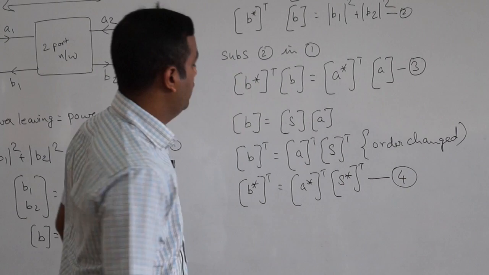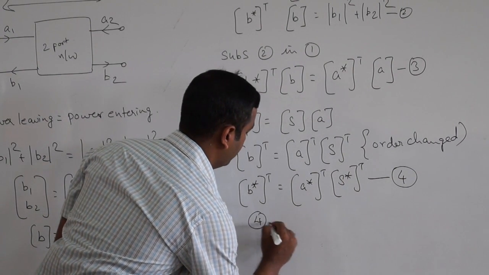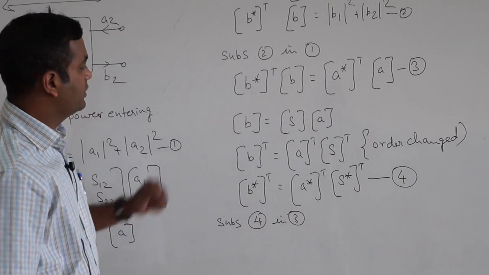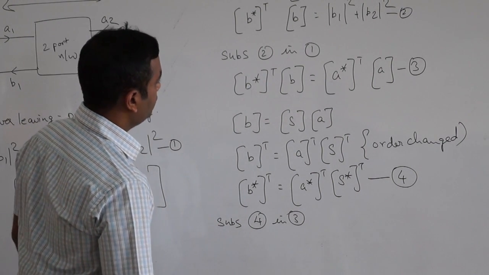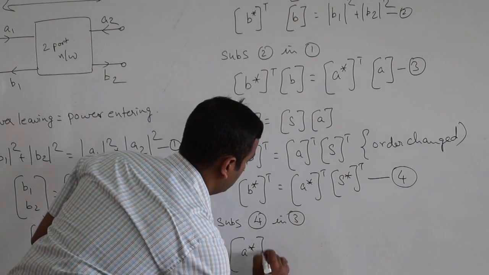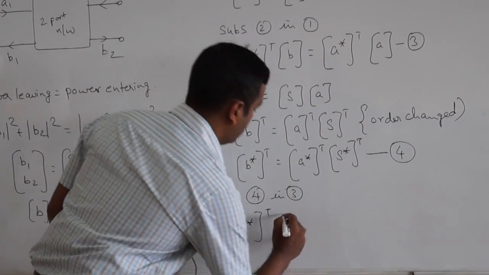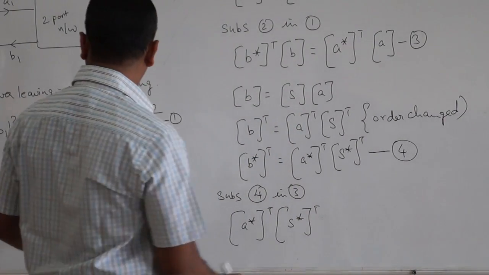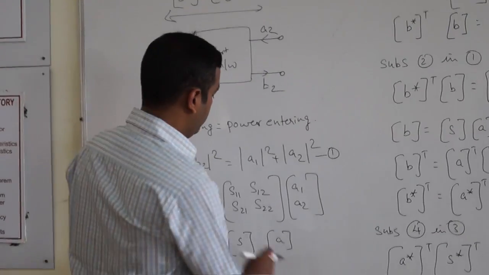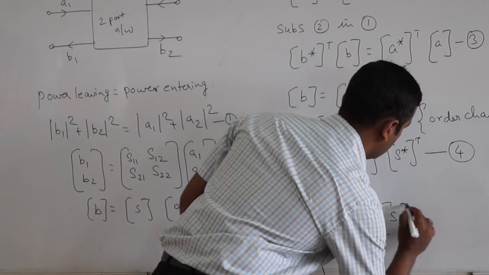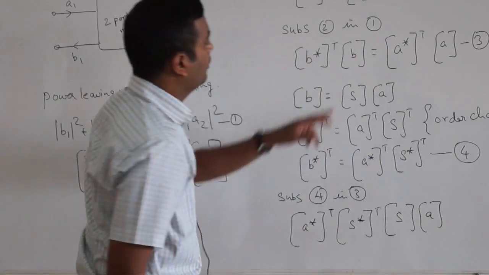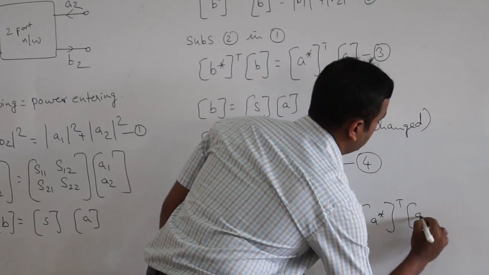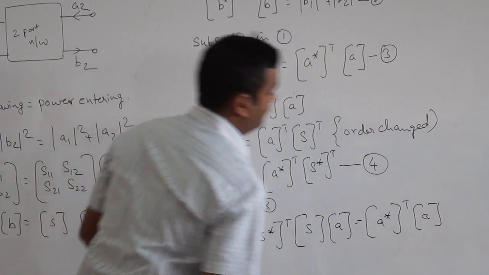Now substitute 4 in 3. What will you get? B star transpose is nothing but A star transpose S star transpose. And what is B? You know B is nothing but S into A. So this will be S A. And what do you have on the right hand side? A star transpose A.